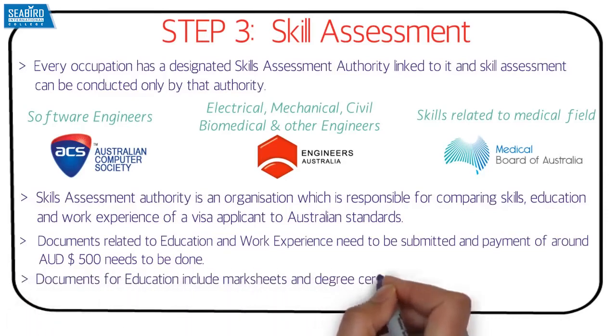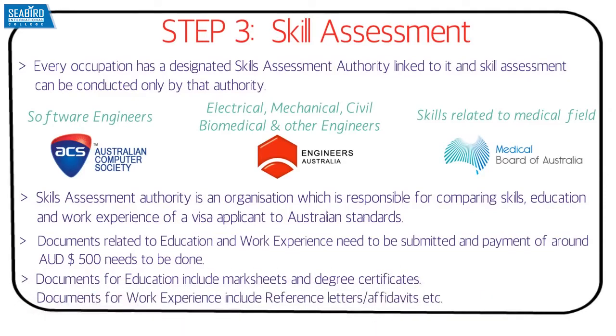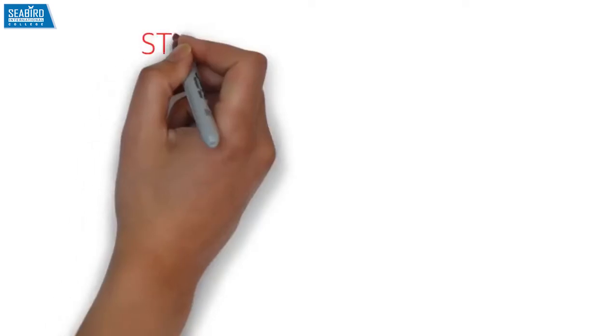Documents for education include mark sheets and degree certificates, and documents for work experience include reference letters, affidavits, and work experience letters. I'll make separate videos for all of these steps, and I'll discuss all these steps in detail. So this was about skill assessment.